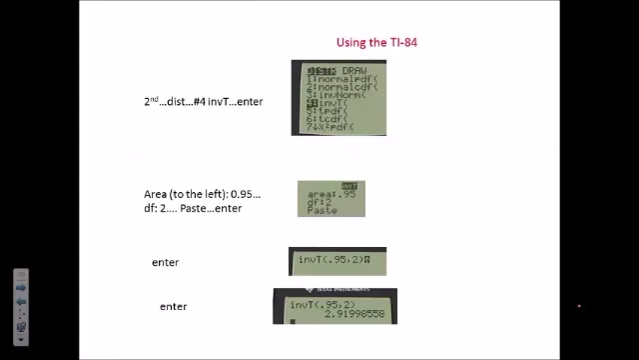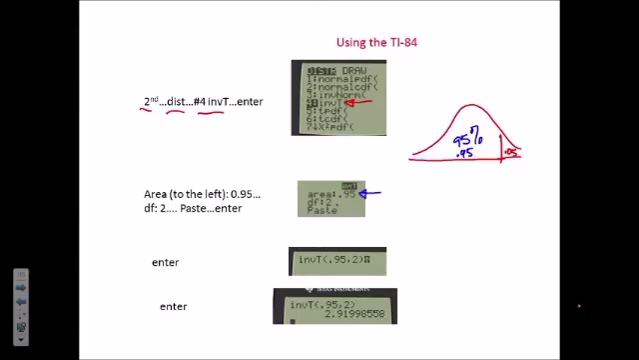You could also do this on the TI-84 if you press second distribution number 4, inverse T, then you put in the area to the left. So if we go back to the picture we had a 5% tail. The table requires the area to the left, which would be 95%, 0.95. So that's what you would put into the area.